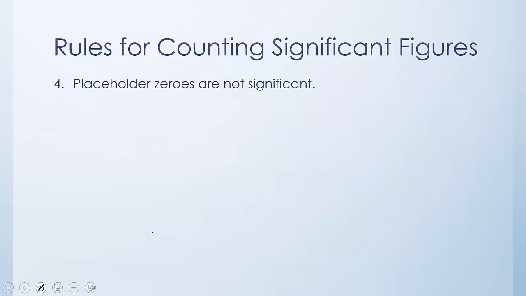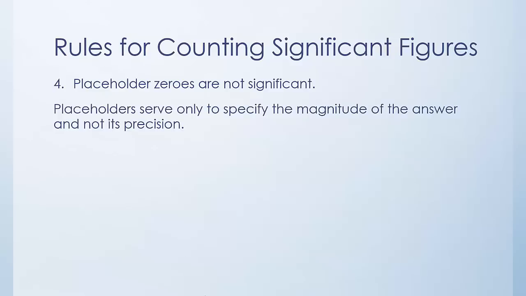Next, we'll say that placeholder zeros are not significant. Placeholder zeros are zeros which do not enhance the precision of the measurement and only speak to the magnitude of the answer. As an example, let's look at this next measurement, 40,000 kilograms. These zeros here, they are to the right of a sig fig, but they're not to the right of a decimal. So they do not add to the precision of the measurement. So this one here has only 1 significant figure.